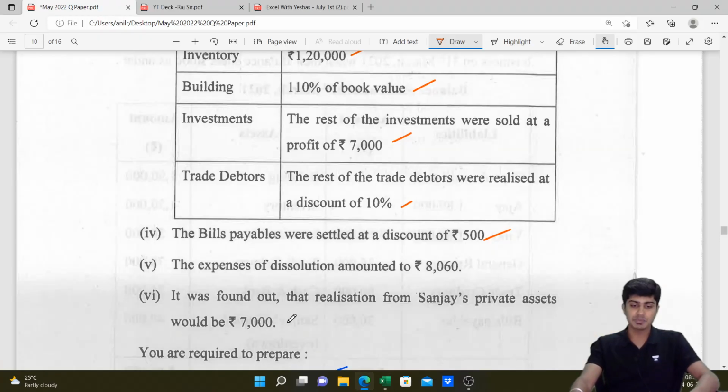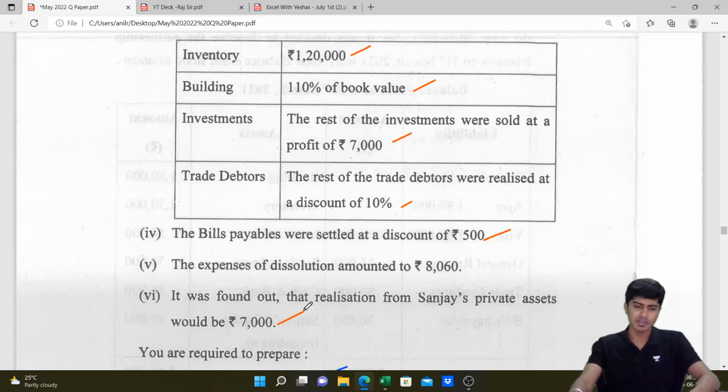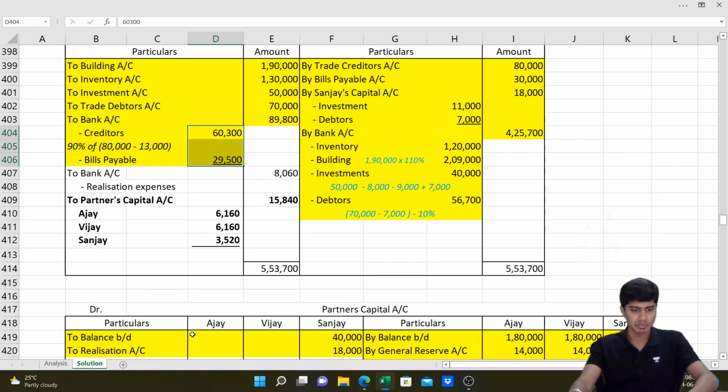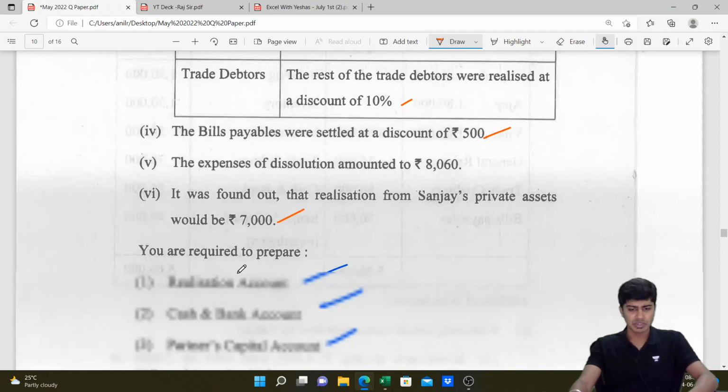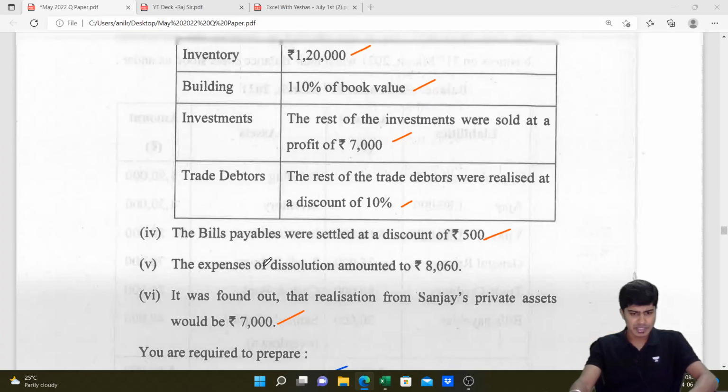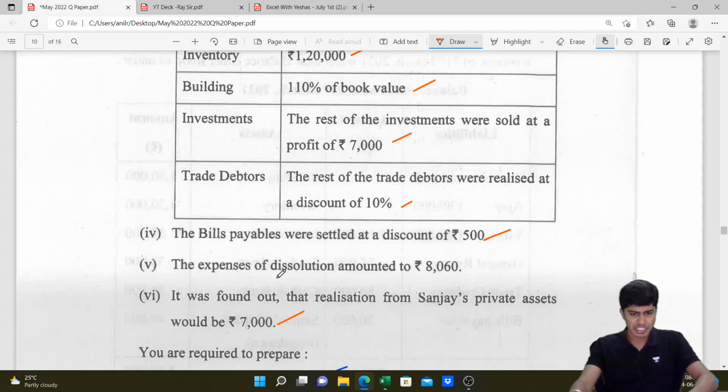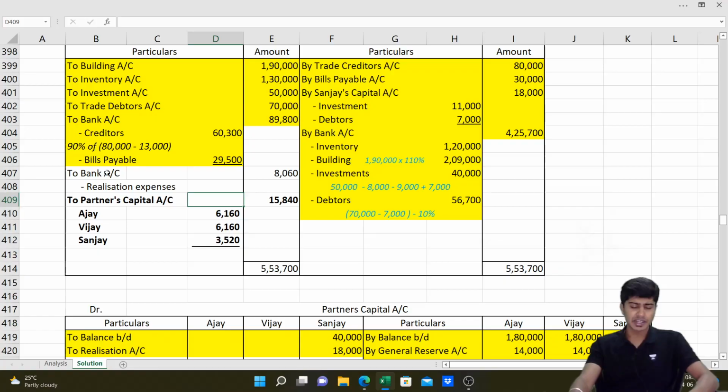Then there is an adjustment which says that 7,000 rupees is a realization. Find out that realization from Sanjay's private assets would be 7,000. We are recovering money from him. He can pay 7,000. Okay, let that be. Is there realization expenses? 8,060 realization expenses. We'll write realization expenses 8,060.